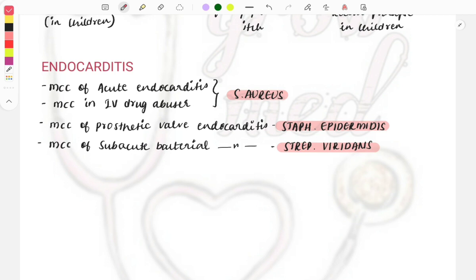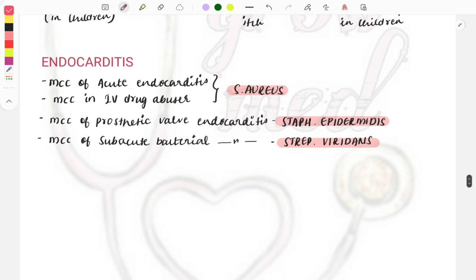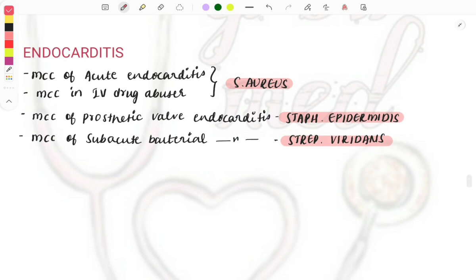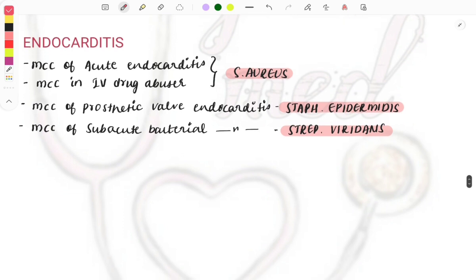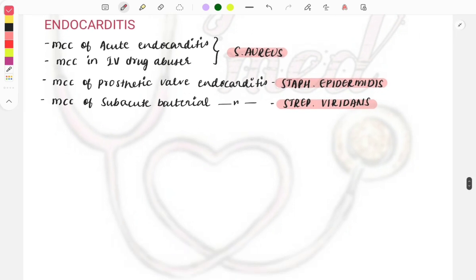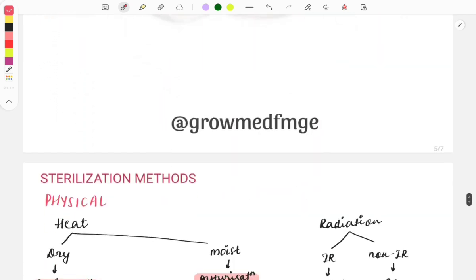Now the most common cause of acute endocarditis, and in case of an IV drug abuser, is Staph aureus. Then in case of prosthetic valve endocarditis it is Staph epidermidis. In case of subacute it will be Strep viridans. There is a lot of confusion on this, so you need to remember this. Also in the question you need to look at the wording described, whether it is an IV drug abuser, a prosthetic valve, or subacute bacterial, all these things.